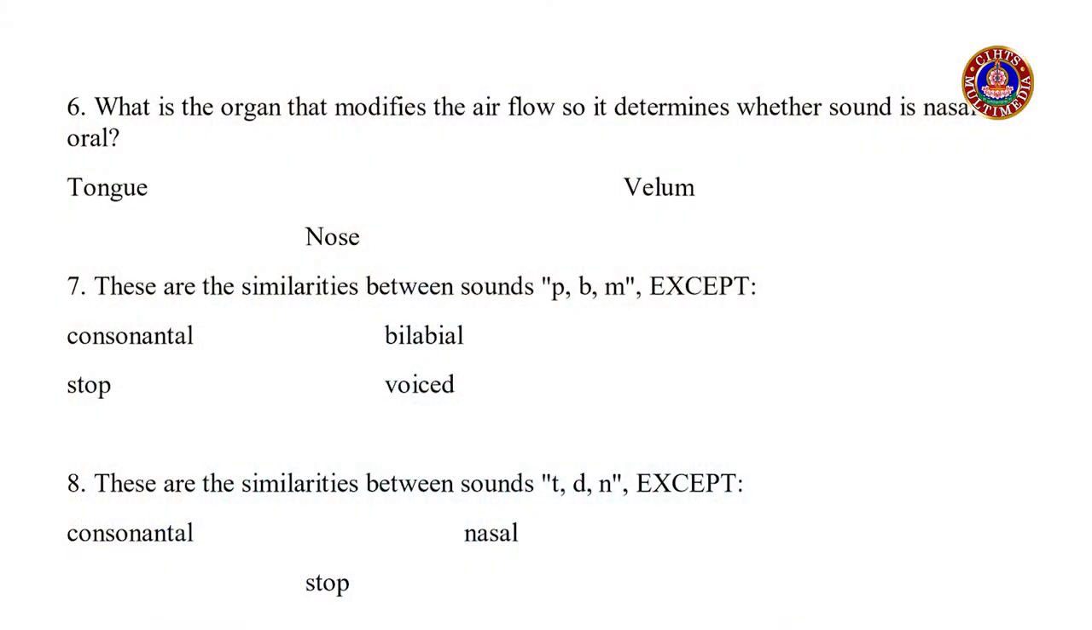There are similarities between P, B, M, except that all of them are not voiced. We have just seen P is voiceless. These are the similarities between sounds T, D, N, except. Consonantal means that these are consonants, and all three of them are consonants, no problem. All three of them are stops. Stops means you stop the air and then release it. T, D, N are stops. So all three of them are not nasal, which means the exception is the option nasal.